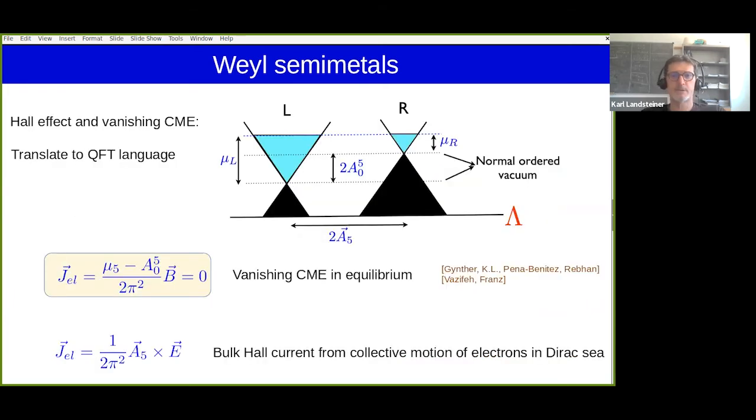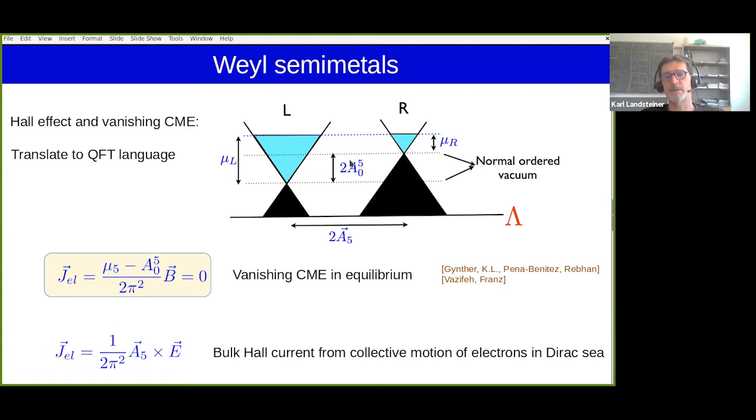Okay, so here's a typical situation. Suppose the electrons don't sit precisely at these crossing points, but the Fermi level is up here. And then you apply what you have learned about chiral fermions in relativistic theory. So this crossing point for the left-handed fermions, we call the normal ordered vacuum. That's the point where the density of states vanishes. And we do the same for the right-handed states.